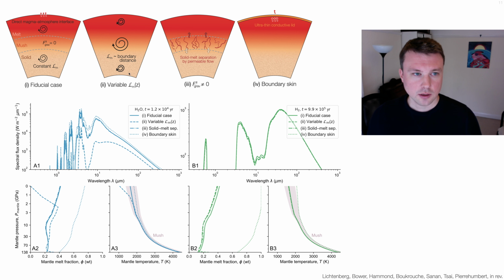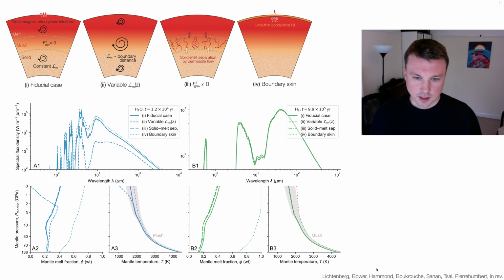Number 2 here, instead of keeping the mixing length constant, allows the mixing length to vary with depth. In this case, it scales with the distance to the nearest boundary, meaning either the core mantle boundary or the magma ocean atmosphere interface. Number 3 here allows solid melt separation by permeable flow. And number 4 introduces an ultra-thin thermal boundary skin where the heat flow through the skin is actually conductive and therefore diminishes the heat flow to the atmosphere by orders of magnitude.